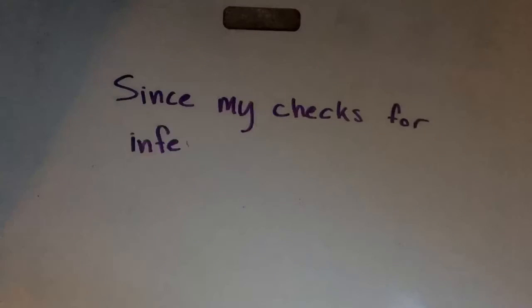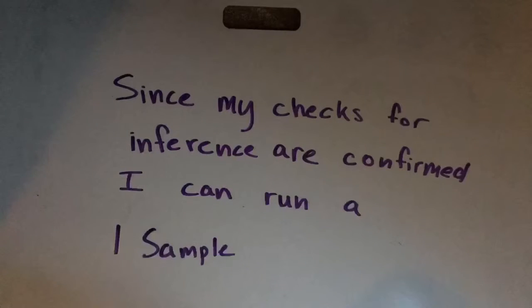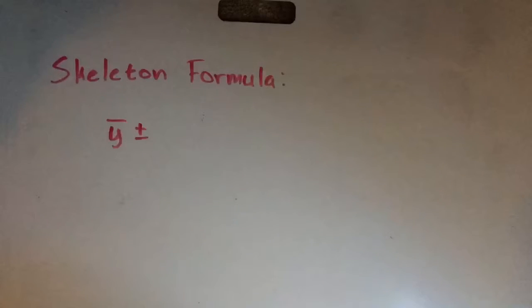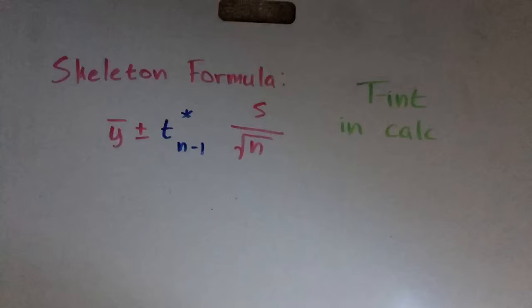After our checks check out, we would write our sentence that consists of, since my checks for inference are confirmed, I can run a one-sample t interval. The next step would be to write the skeleton formula for the confidence interval. The skeleton formula is y bar plus or minus t star of n minus 1, the standard deviation over the square root of n. Really, it's just t int in the calculator.